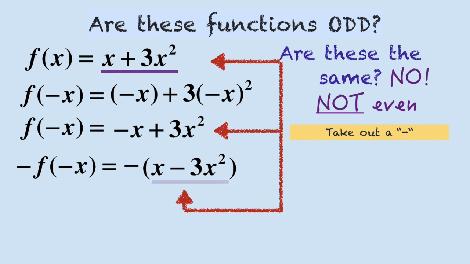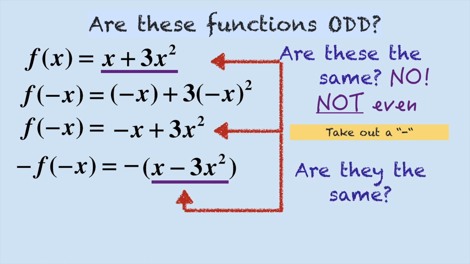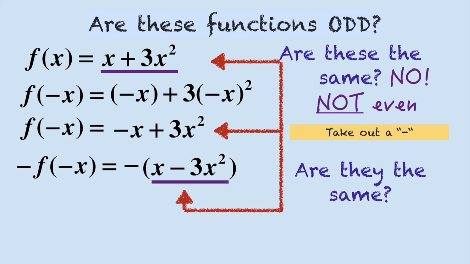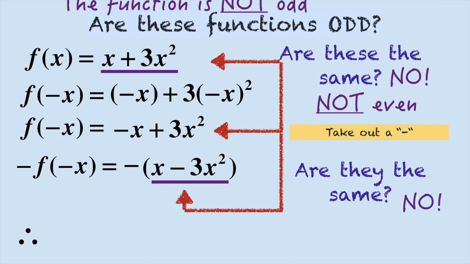Now I'd like you to have a look and see whether or not the first line, f of x, is the same as the bit inside the brackets here in our last line, minus f of minus x. Are they the same? No, because one has a plus and one has a minus. Therefore, this is not an odd function.